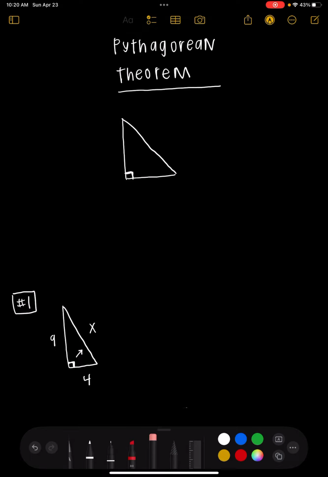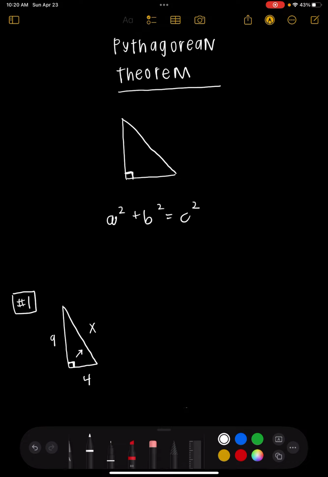Hi everyone, so today we're going to start a new lesson all about triangles and right triangle trigonometry. But before we start the trigonometry part, we're going to talk about the Pythagorean theorem. The Pythagorean theorem is a formula that says a squared plus b squared is equal to c squared.